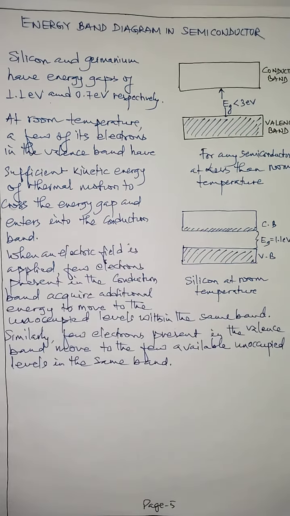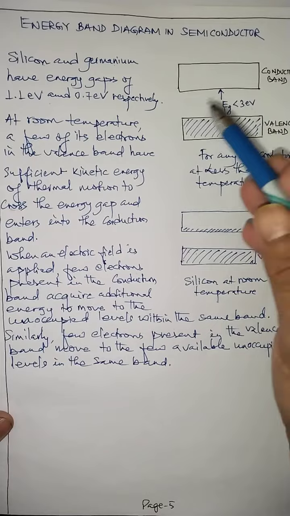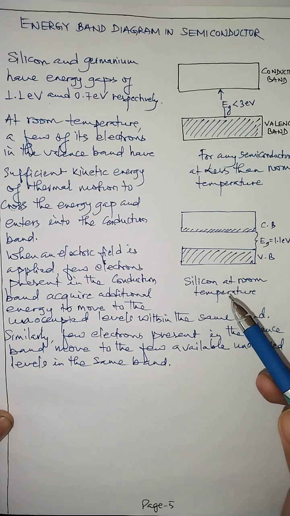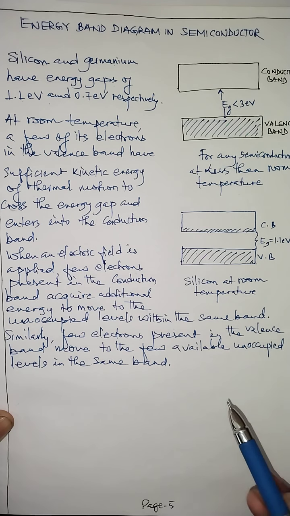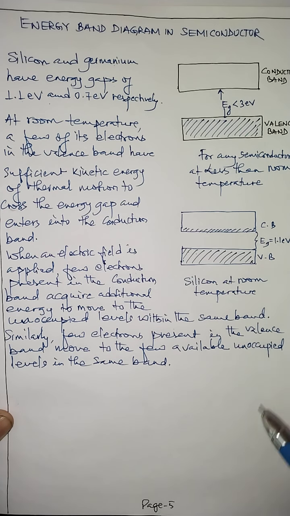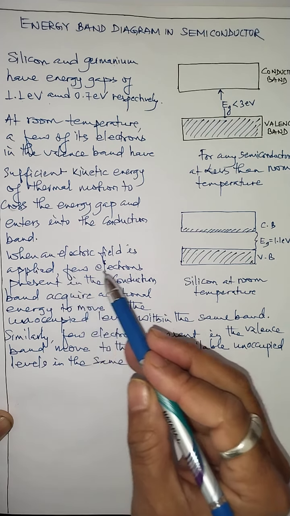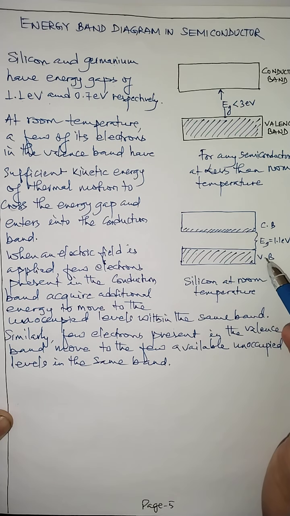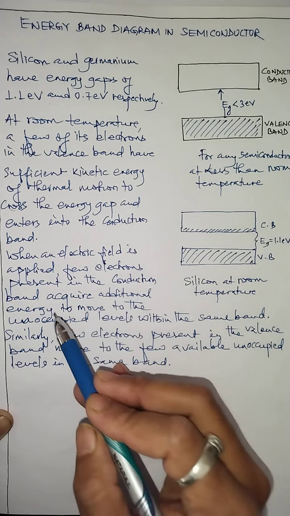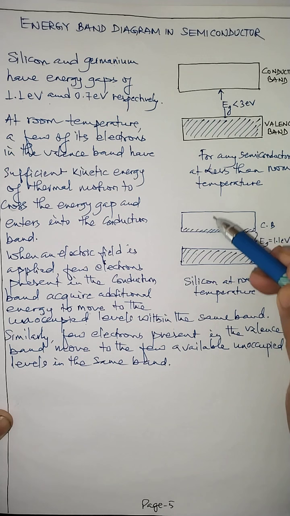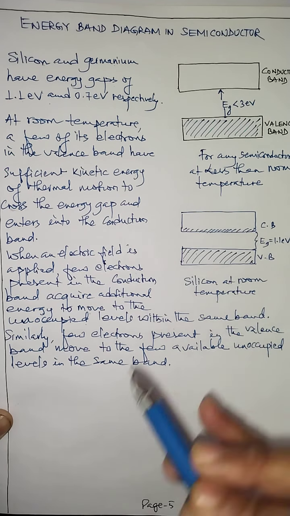A very few electrons only pass from the valence band to the conduction band. Now what happens when this semiconductor, like silicon at room temperature, is connected to an electric field? That means when it is connected to a cell or battery, because a cell or battery supplies the electric field. The few electrons already present in the conduction band acquire additional energy to move into the unoccupied levels within the same band. That means they can go to the next higher level of the conduction band.